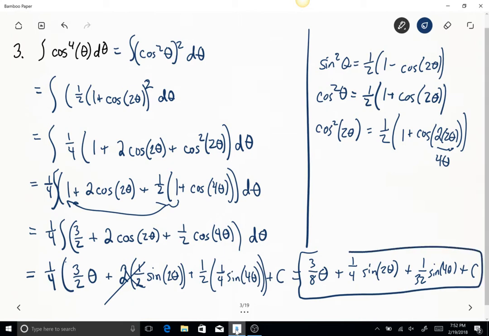Any questions on that? So that's a good old-fashioned trig integral. Let's take a look at our next one.